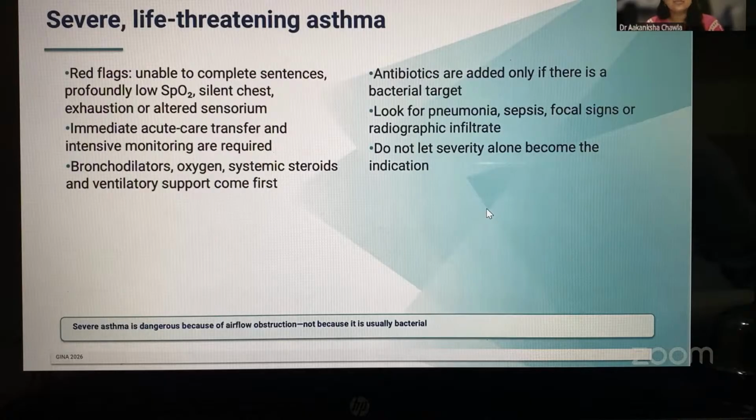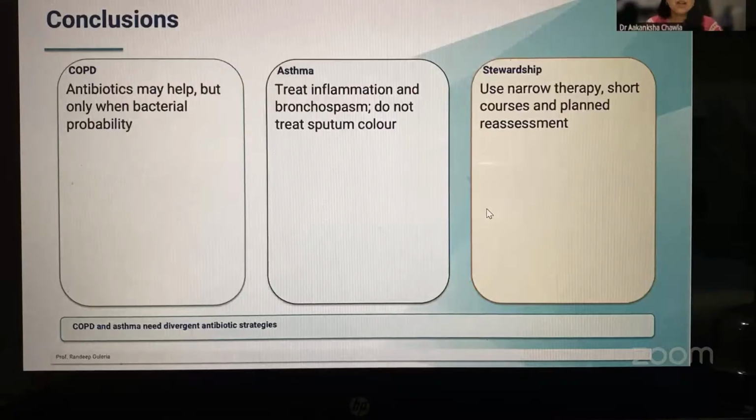So you must look for signs of pneumonia, sepsis, any focal signs, any consolidation on the chest X-ray. Just because it is a life-threatening severe asthma, do not jump onto initiating antibiotics. Although in routine practice it is done, but if you do start antibiotic, you must review and reassess whether the life-threatening severe attack was really because of the infection, or whether you are dealing with the inflammatory and the allergic trigger which led to the asthma exacerbation. In that case, you can de-escalate at 48 to 72 hours.